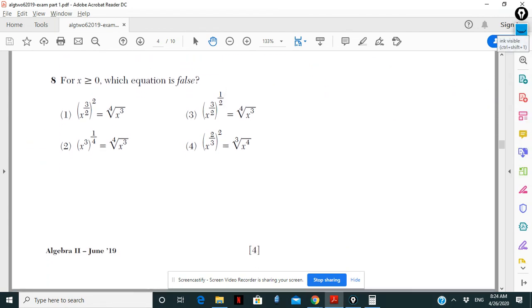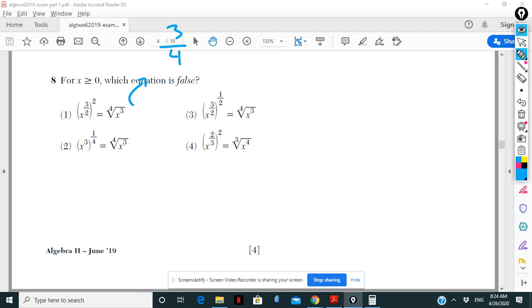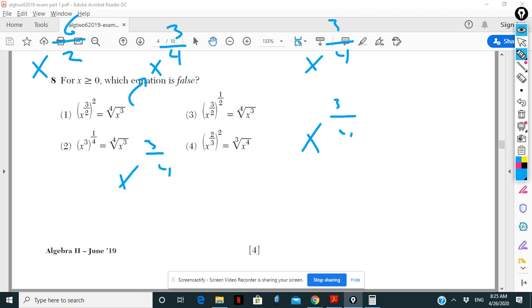Question number 8. Which one is incorrect? So now this one, the index for the radical is the denominator and the power is the numerator. That's x to power 3 over 4. So all of them are x to power 3 over 4 now. I'm looking for the other one. Exponent of exponent. So it's x to power 6 over 2, and they are the same. It's x to power 3 over 4. They are the same.